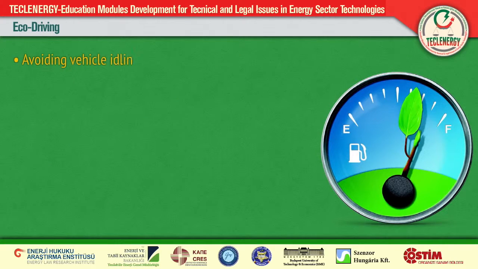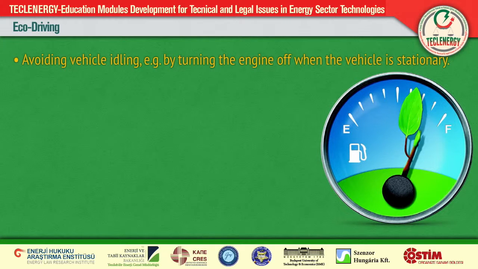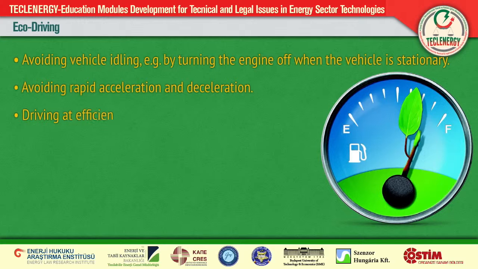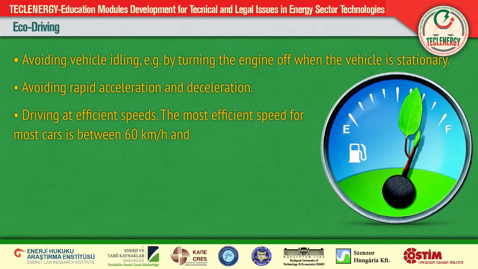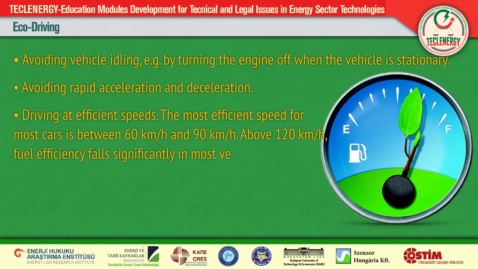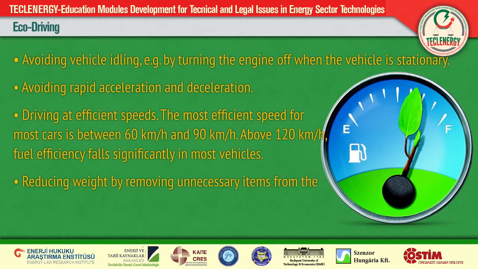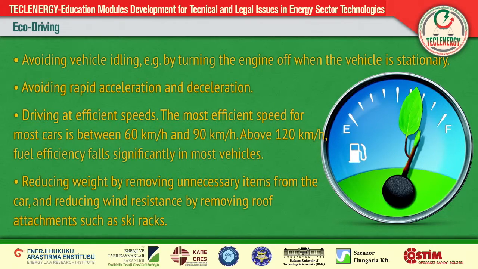Avoiding vehicle idling, for example by turning the engine off when the vehicle is stationary. Avoiding rapid acceleration and deceleration. Driving at efficient speeds. The most efficient speed for most cars is between 60 km per hour and 90 km per hour. Above 120 km per hour, fuel efficiency falls significantly in most vehicles. Reducing weight by removing unnecessary items from the car and reducing wind resistance by removing roof attachments such as ski racks.